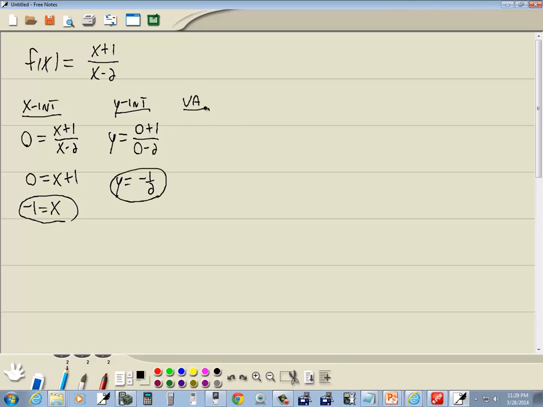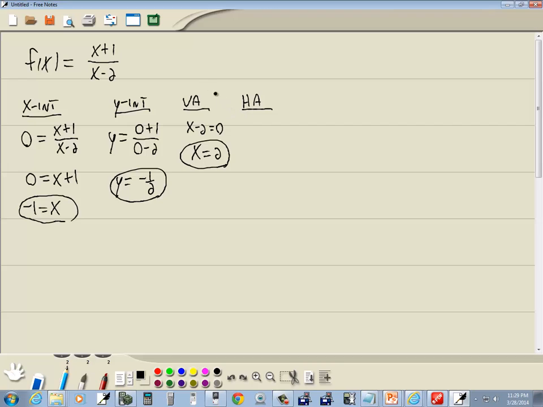Now our vertical asymptote. First step is to factor the top and the bottom. There's no factoring that needs to be done. Second step is to cancel. Can't cancel anything. Step 3, set our denominator equal to 0 and solve it. So we've got x minus 2 is equal to 0, or x is equal to 2.